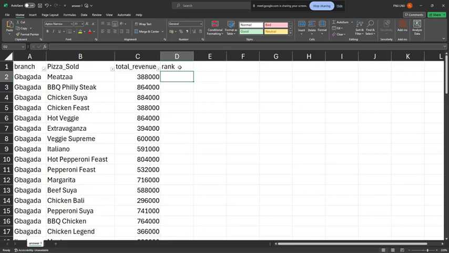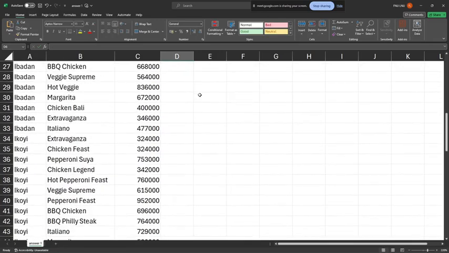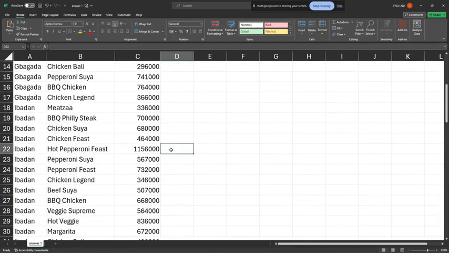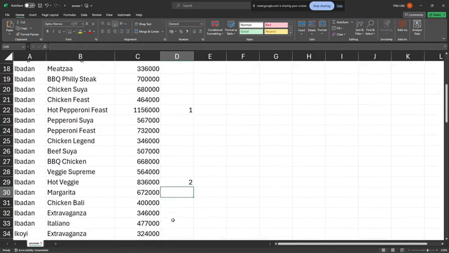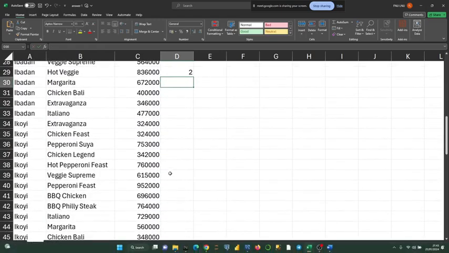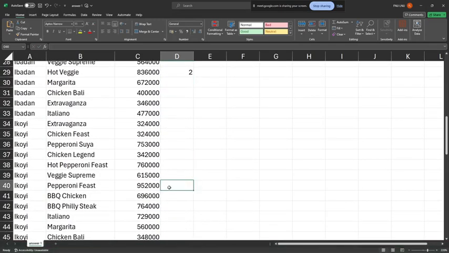Are you with me? Something that can tell me that this particular person is the first position, this particular person is the second position for Gagada. And once I'm done with Gagada and I go to Ibadan, it will do for Ibadan that this particular person is the first for Ibadan, this particular person is the second for Ibadan. That's rank. Then I'll go to Ikoyi and say this particular person is the first for Ikoyi. That's what the rank will do for me.